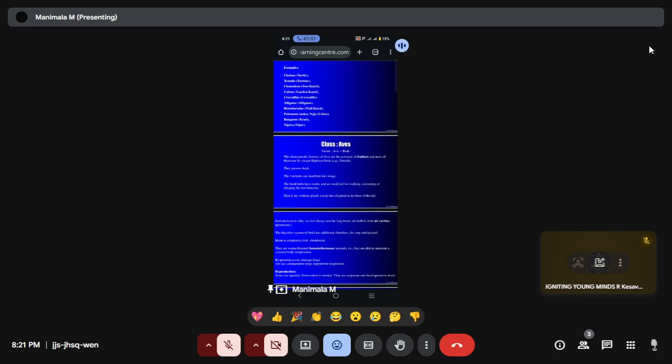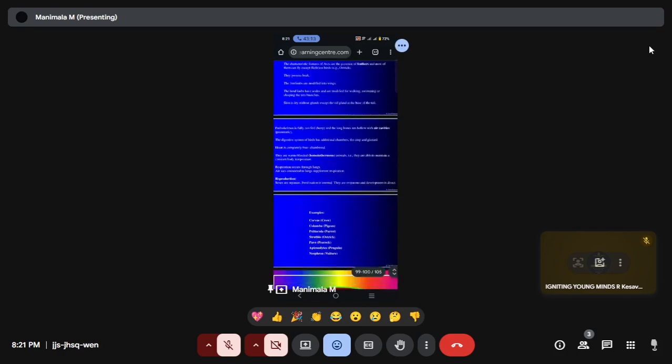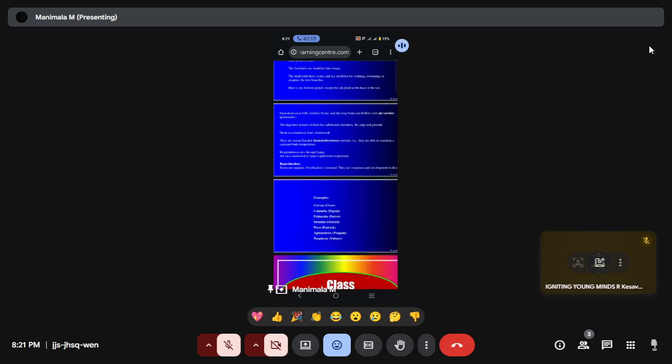They are called pneumatic. Pneumatic means the hollow bones are filled with air. The hollow bones are filled with air cavities. Okay, and the digestive system of the birds: if you see the digestive system, the teeth are absent.